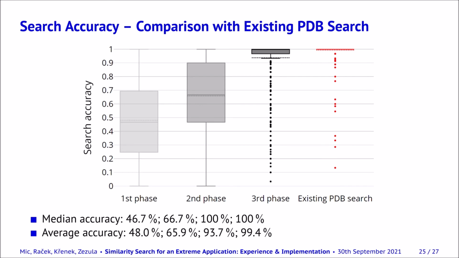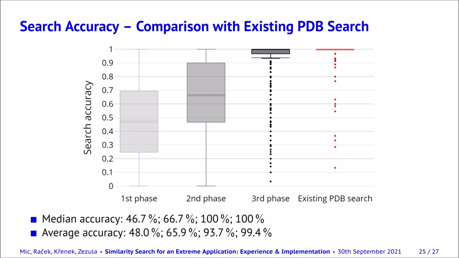The searching accuracy expresses the ratio of the correct answer that was found. Here you see a nicely increasing accuracy over particular phases of the search. Again, the box plots depict values over particular query objects. The median accuracies are 47, 67 and 100% in case of the first, second and third phase respectively, and you see that the variance over query objects is quite big.